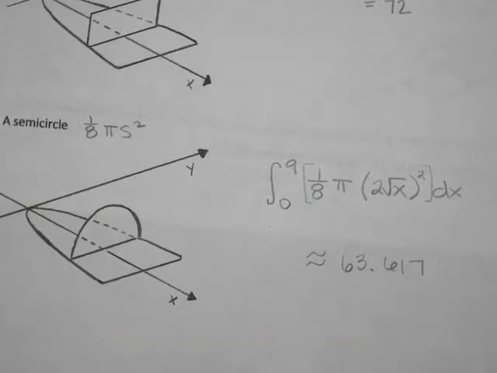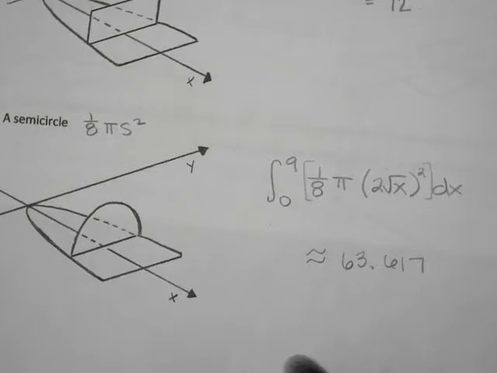63.617. Did you get your parentheses in the right place and get your squared and get your square root and all that? All right, go ahead and flip it over.